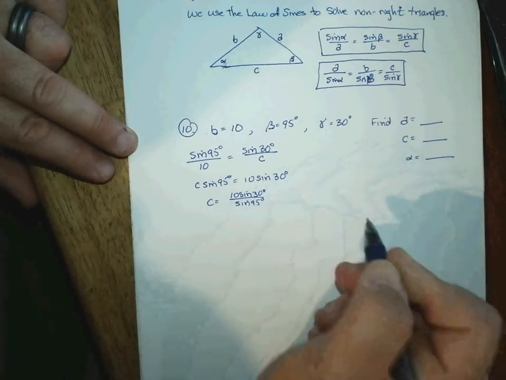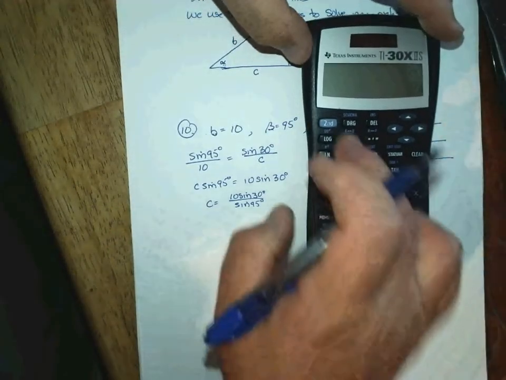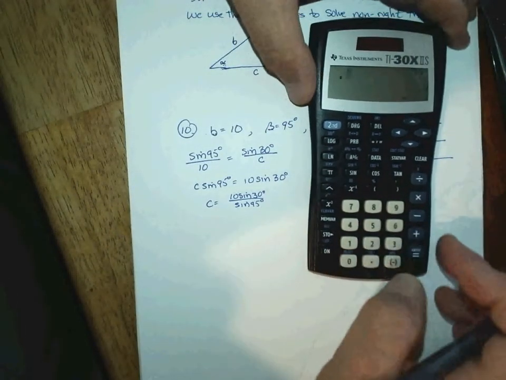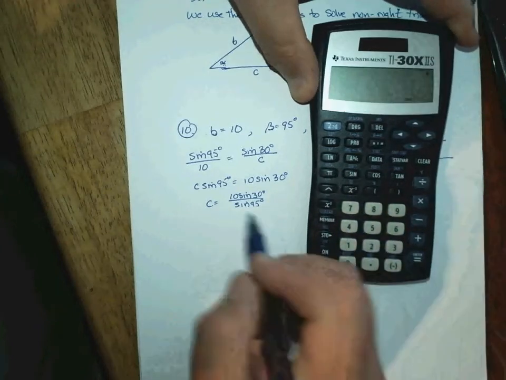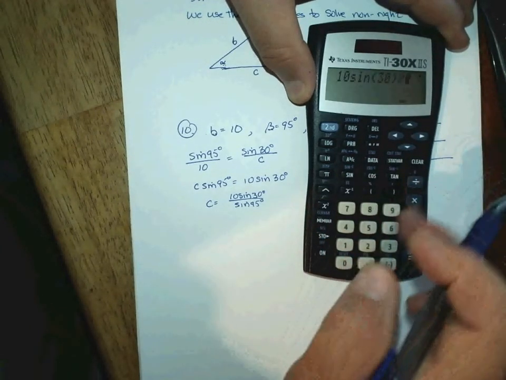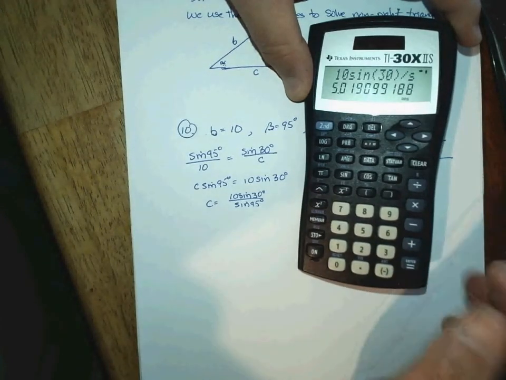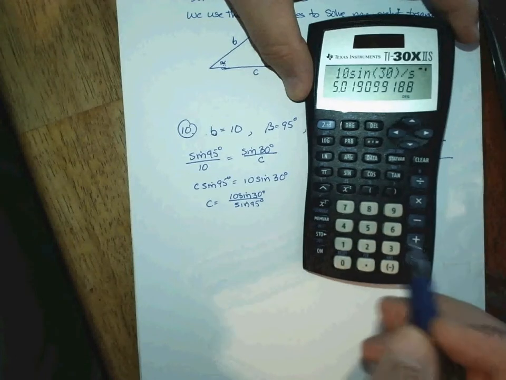And we have solved for C. So this becomes a calculator exercise. On my calculator, 10 times the sine of 30 degrees divided by the sine of 95 degrees. And I get 5.019 and on and on.